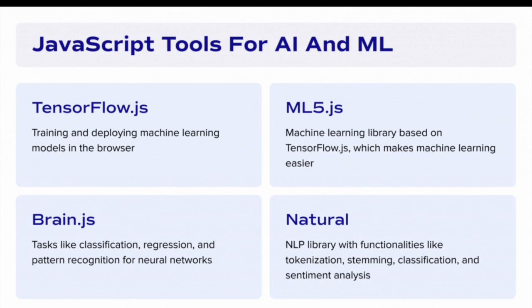So what are the JavaScript tools for AI and ML? It's not only for the front end. We have many things for AI and ML. You have TensorFlow.js, ML5.js, Brain.js, and Natural.js, which is an NLP library. You can go with Brain.js for tasks like classification, regression, and pattern recognition for neural networks. Everywhere we can use JavaScript. It is not only Python; we can also use JavaScript in many places to achieve many of these approaches for AI and ML as well. So we use JavaScript in all aspects.